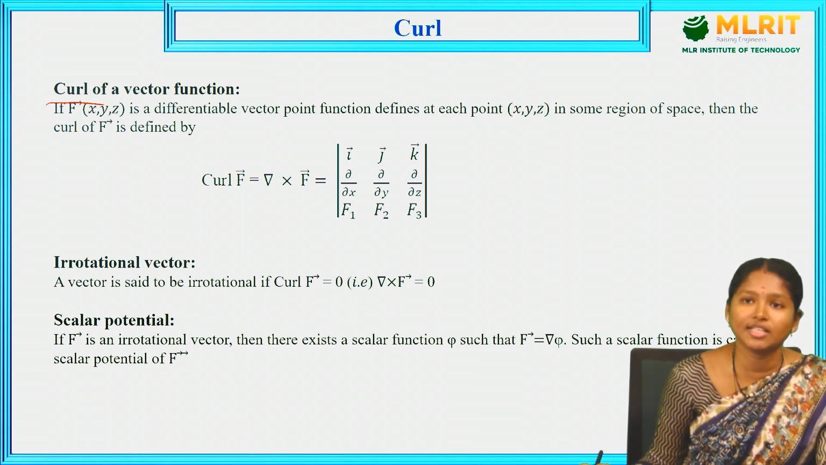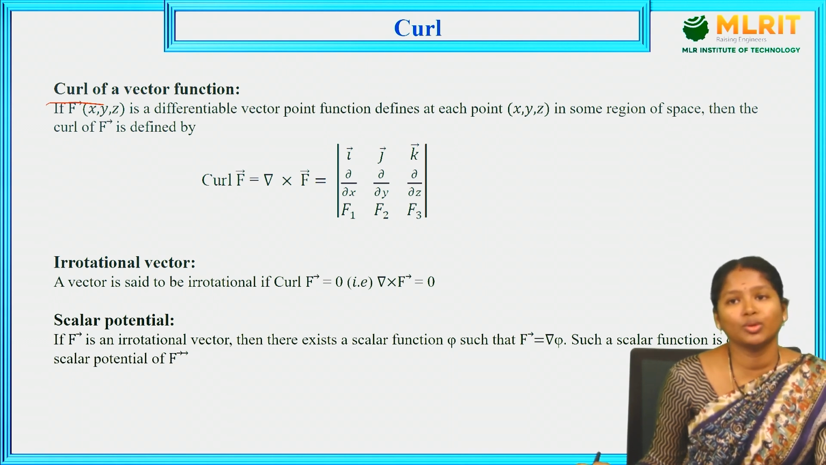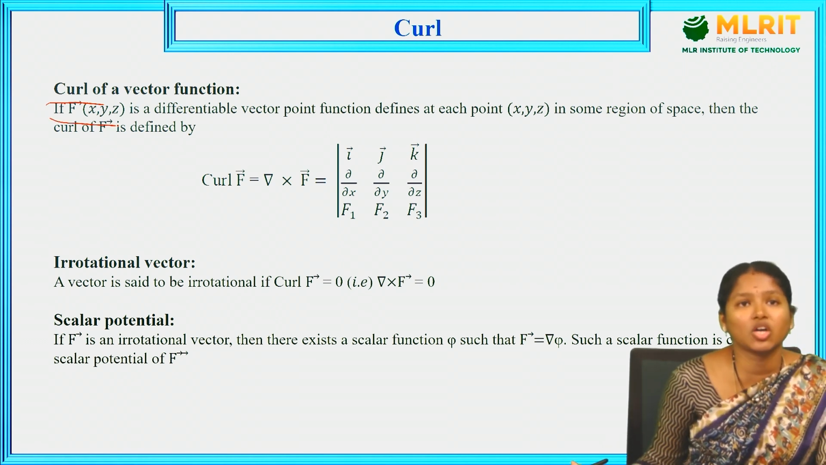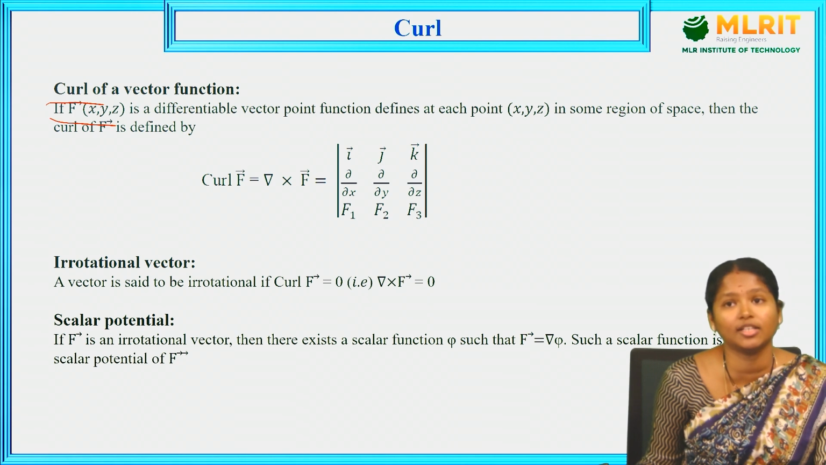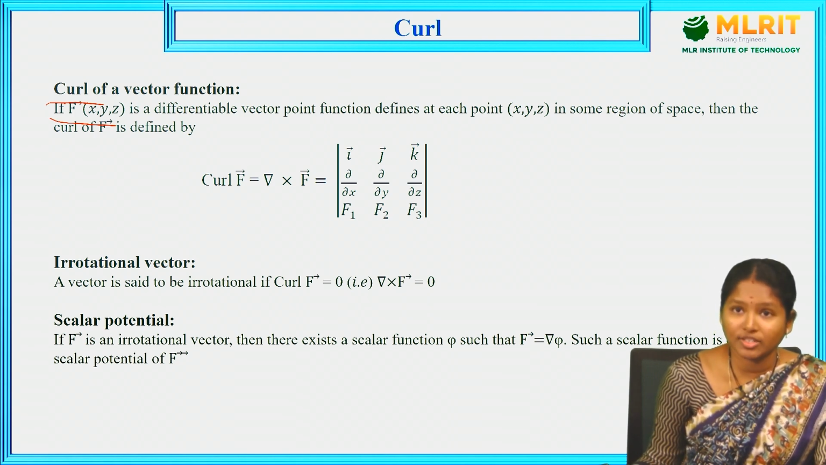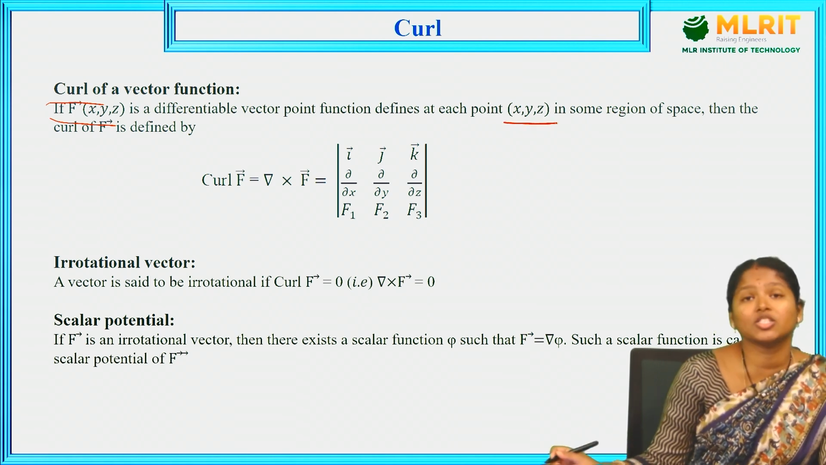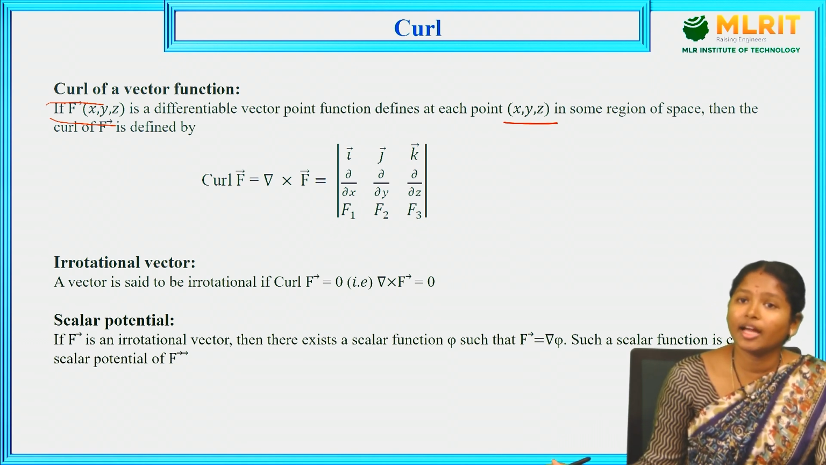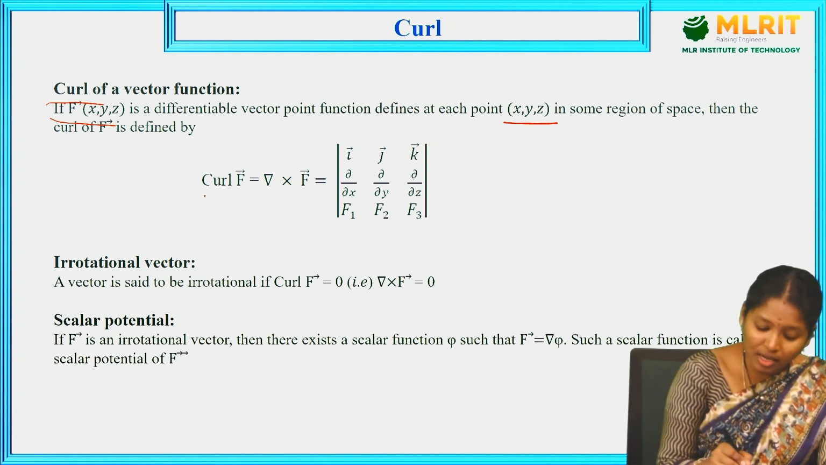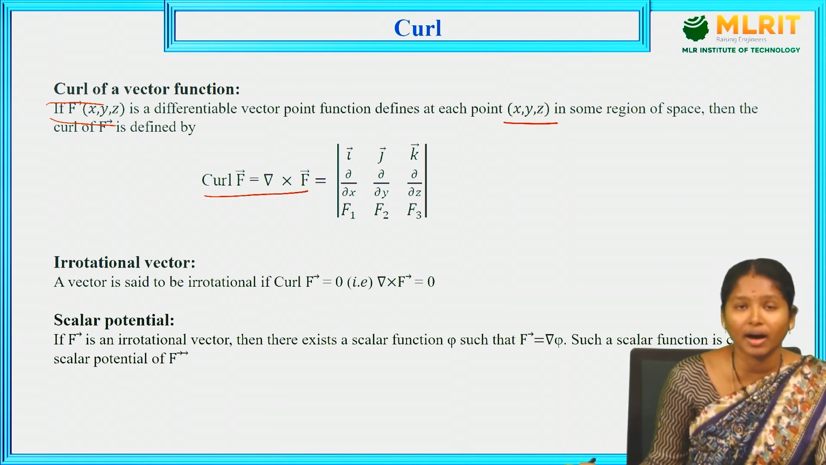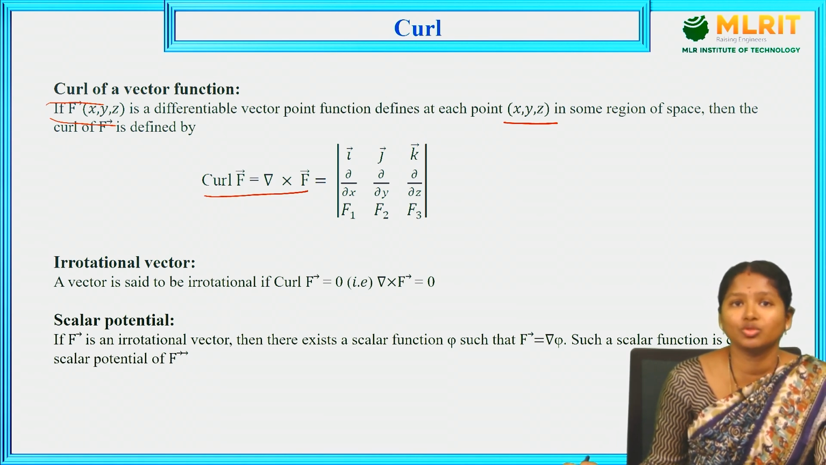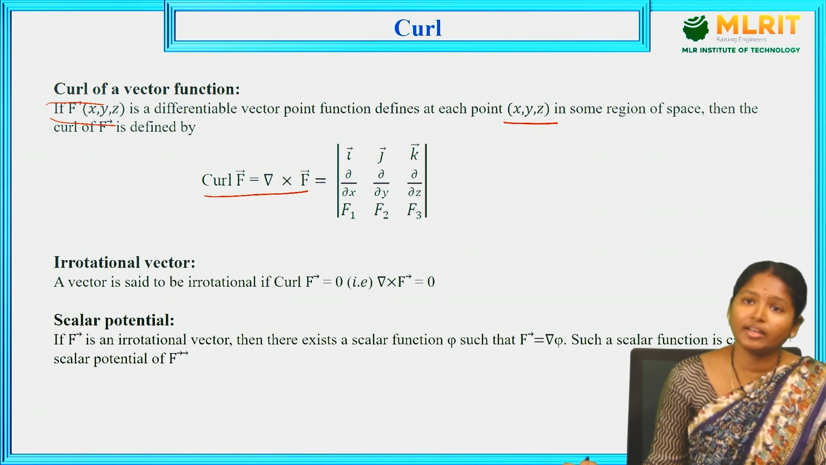In the previous session we discussed divergence, right? So divergence is a dot product and curl is a cross product. The definition of curl: if f bar of x, y, z is a differentiable vector point function defined at a point x, y, z in some region of space, then the curl of f bar is defined as curl f bar equal to del cross f bar equal to the determinant of i bar, j bar, k bar, dou by dou x, dou by dou y, dou by dou z, f1, f2, f3.